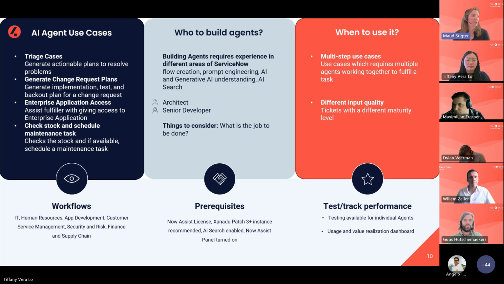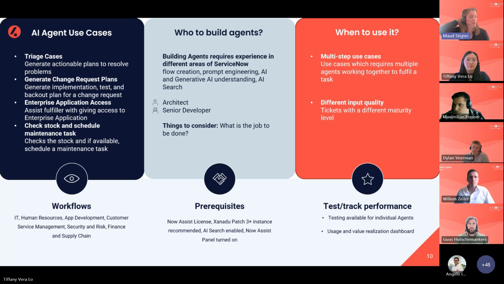Yeah. So there are a lot of out-of-the-box agents already available, and of course, you can also build new agents. On the left side, you see some examples. One example is generate change request plans. You can create a use case with multiple agents to generate an implementation, test, and backup plan for a change request. All of that will be created by the Now Assist agent, so it's not needed anymore to do that with a human agent.